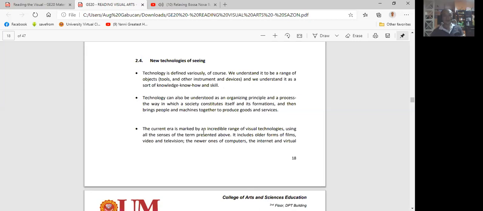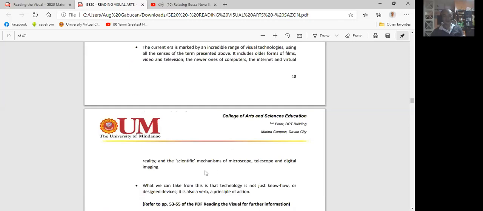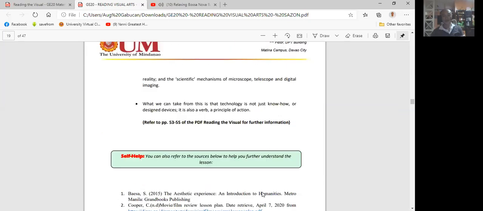So the current era is marked by an incredible range of visual technologies using all the senses of the term presented above. It includes older forms of films, video, and television, and newer ones of computers, internet, and virtual reality, and the scientific mechanisms of microscope, telescope, and digital imaging. So what we can take from this is that technology is not just know-how or designed devices. It is also a verb, a principle of action.